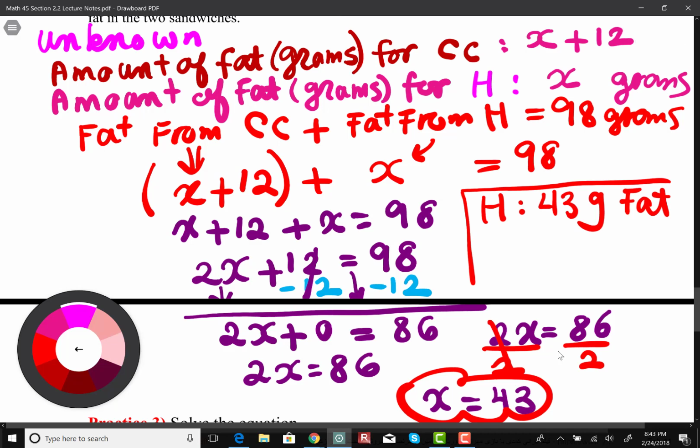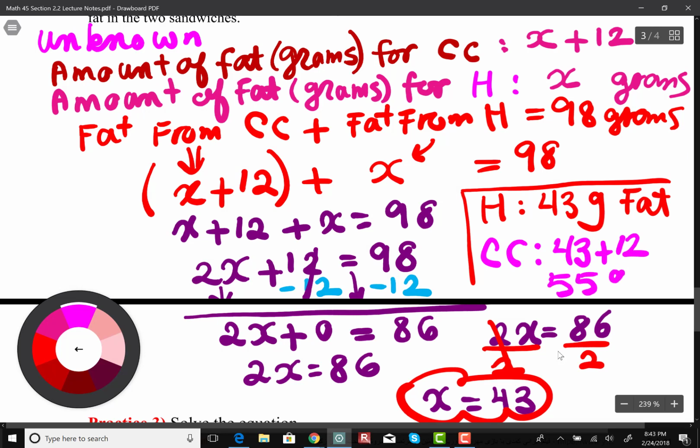What about for chunky? For chunky is 12 more, so I put CC, 43 plus 12, which is gonna be 55 grams of fat. Now let's check it. If you add this, we should get 98. And it is 98 because 43 plus 55 is 98. So that looks good. Always check it and always leave the answer verbally at the end.